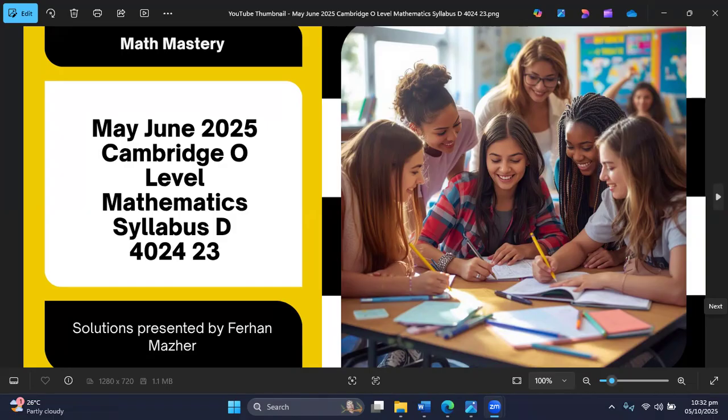Syllabus D. The code of this subject is 4024. Today we have set our hearts to solve a paper 2 of this paper, and for this purpose we have selected the May-June 2025 2-3 paper. This paper 2 belongs to zone 3. In this paper, the calculator is allowed.